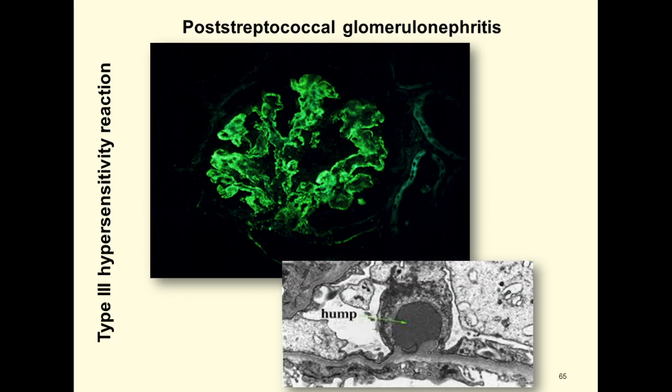Poststreptococcal glomerulonephritis. We have here again accumulation of the immune complexes on the surface of the endothelium of the glomeruli. So what do we have? So-called linear accumulation of immune complexes.